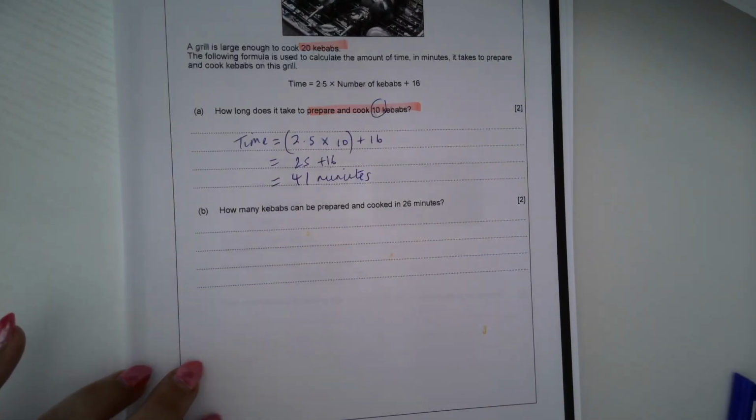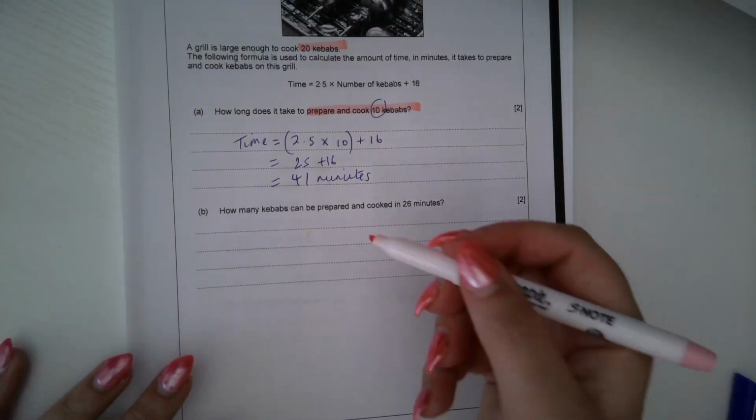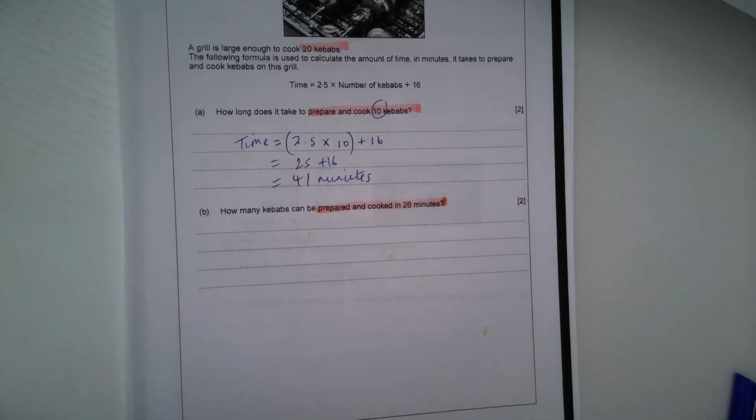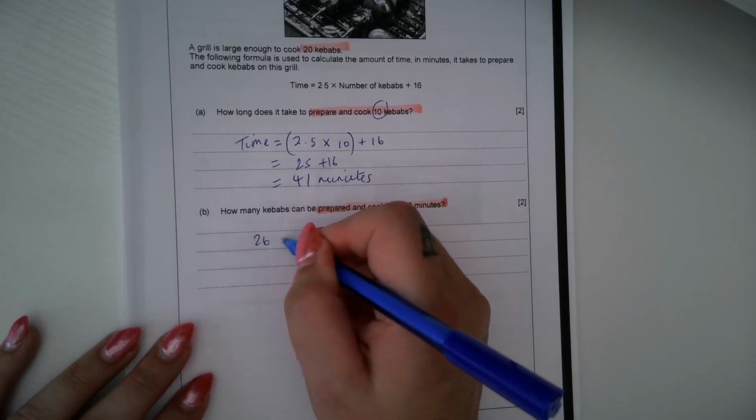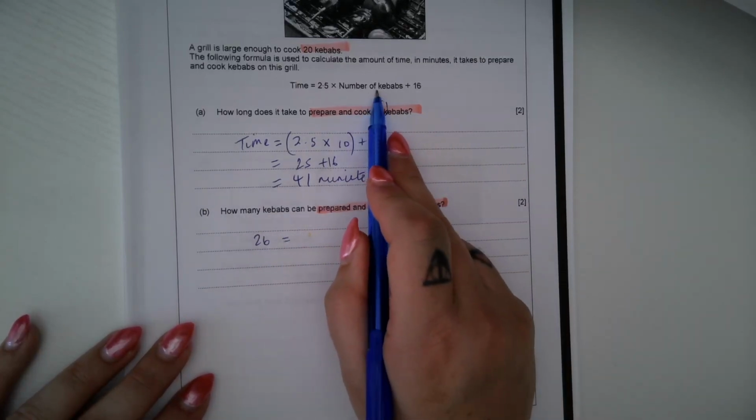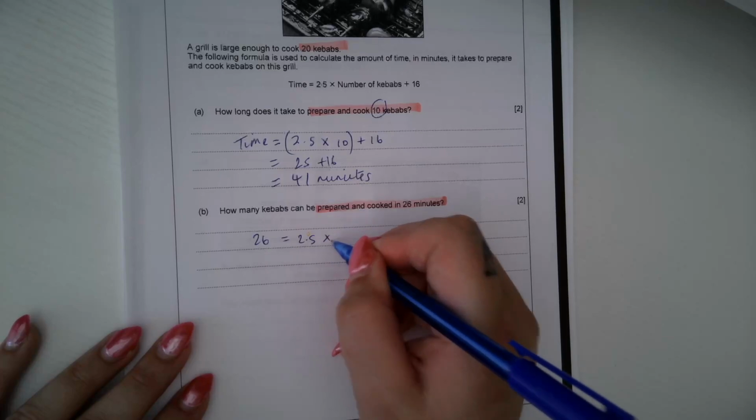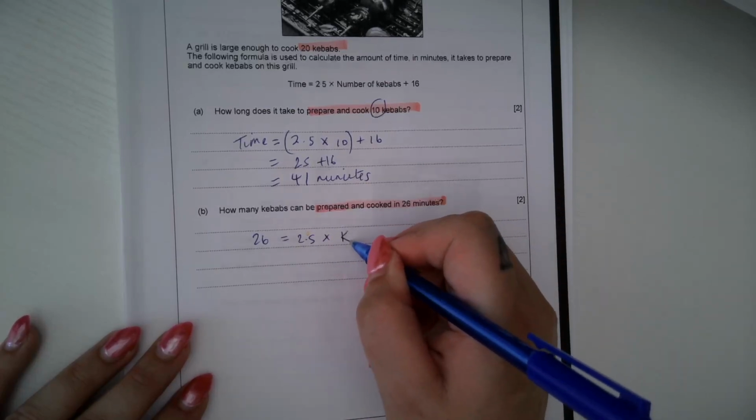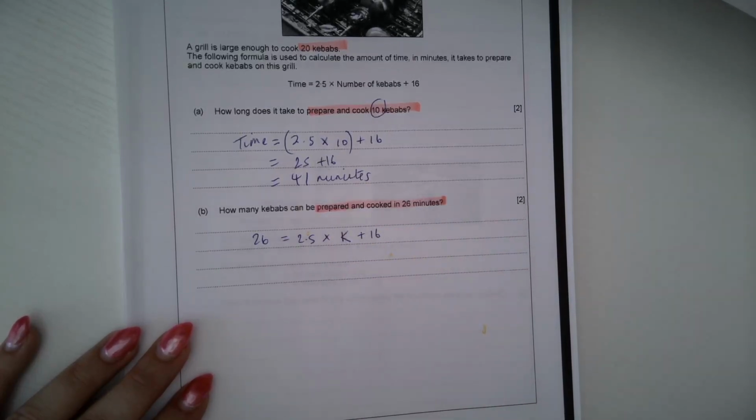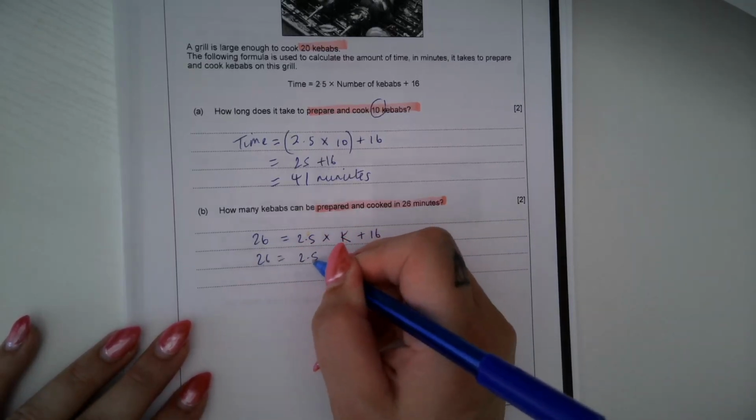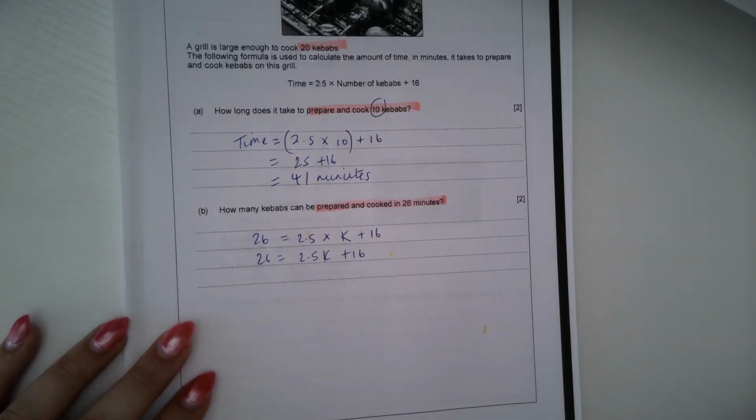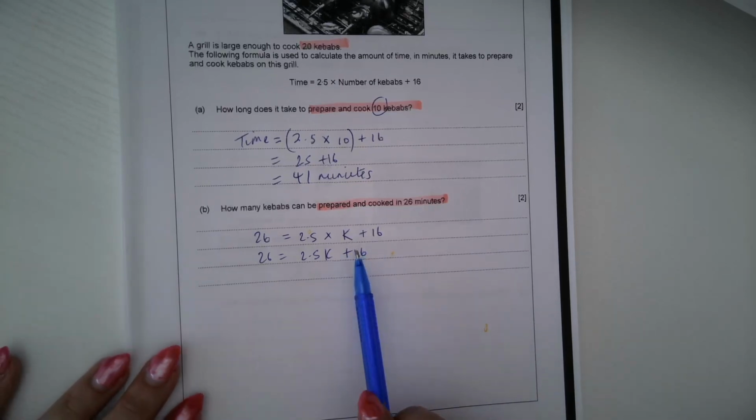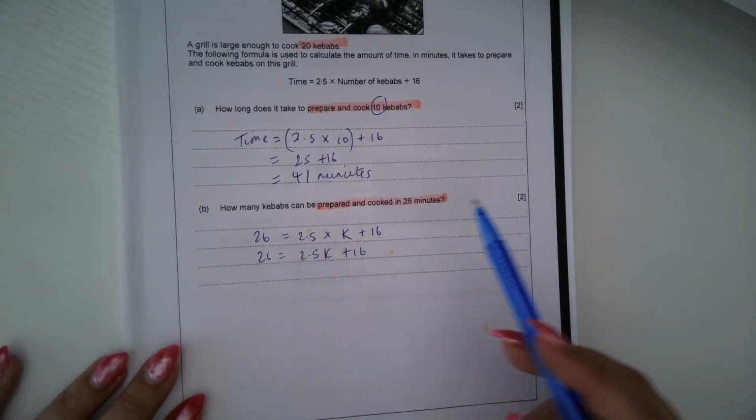Part B, how many kebabs can be prepared and cooked in 26 minutes? So this time we know our time is 26 minutes, but we don't know our number of kebabs. So it would be 2.5 multiplied by our number of kebabs, and then we would add 16. So we're going to solve this equation because this is 26 equals 2.5k plus 16. So the first thing we're going to do is subtract 16 from both sides to eliminate it here and get the k term on its own.